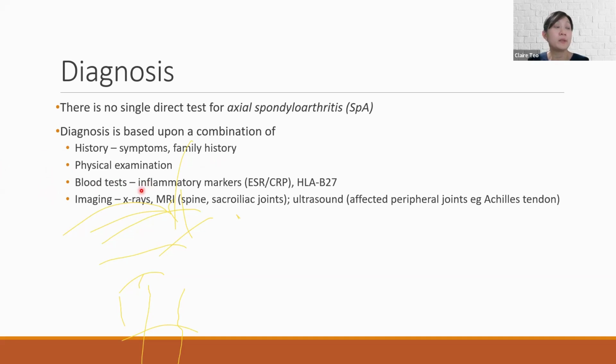Blood tests are also important. A doctor may take blood tests for inflammatory markers, which include the ESR and CRP, and also check for the gene HLA-B27. Imaging is also important, X-rays or MRI of the spine or sacroiliac joints. And if there are other joints on the arms or legs that are affected, such as the Achilles tendon in the heel, sometimes an ultrasound may be useful to look for any underlying inflammation in that joint.